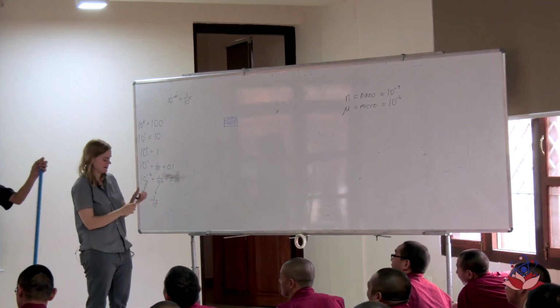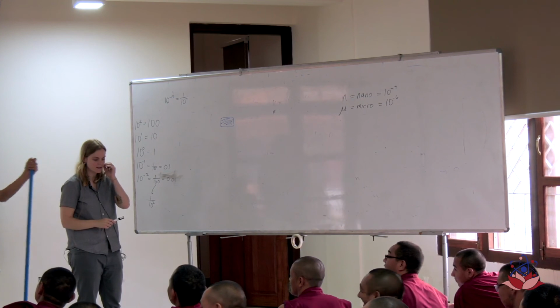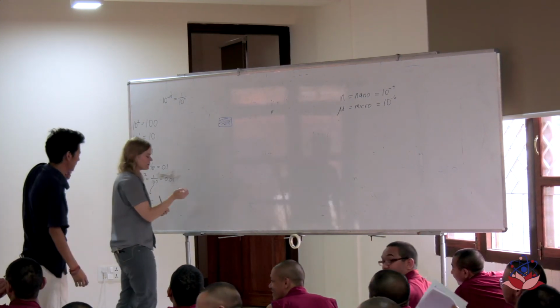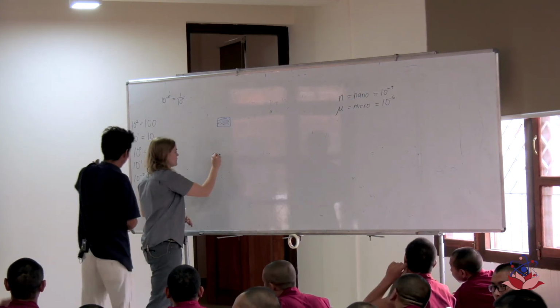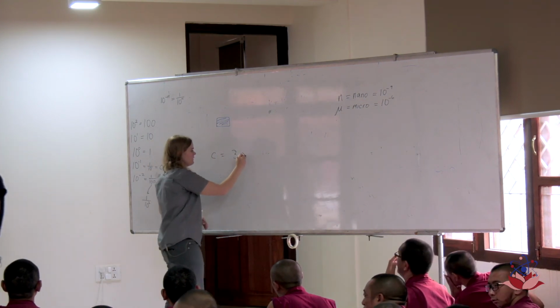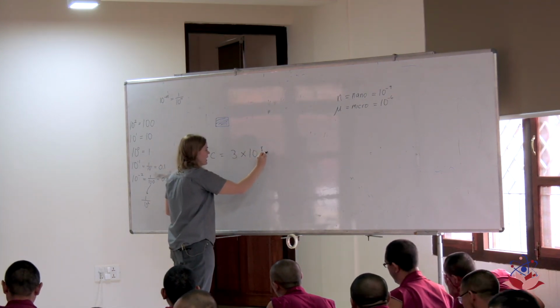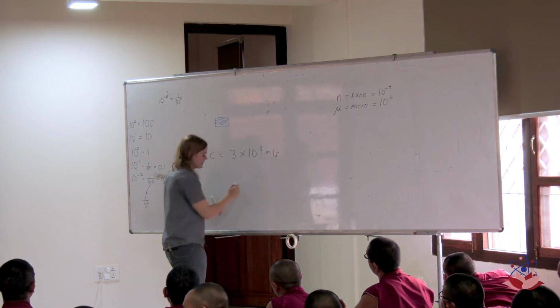So let's review the rules. So C, the speed of light, is 10 to the 8th meters per second.